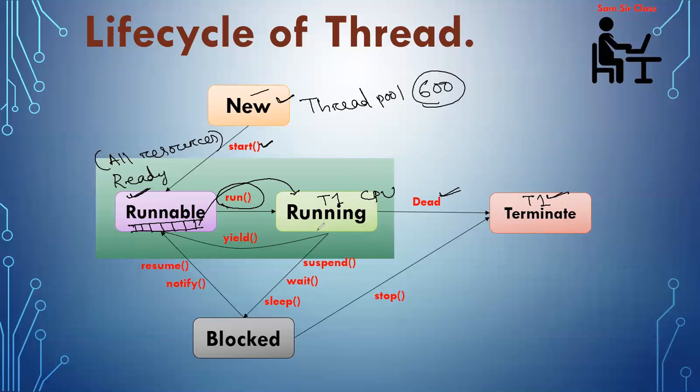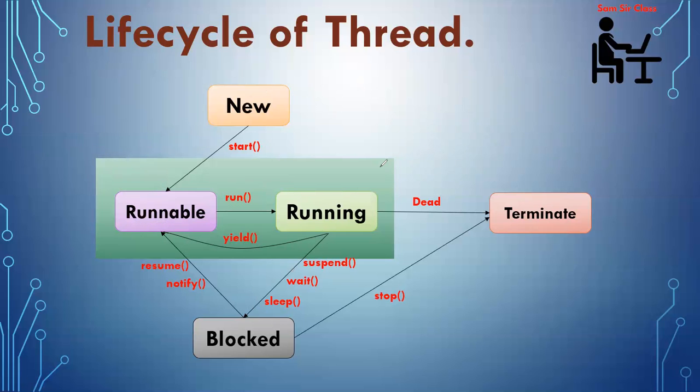But there are a number of situations where a running thread will be made to come out of the running state into the block state. So how will it happen? Let's discuss. We'll consider one more example. Suppose there is a canteen in a college.